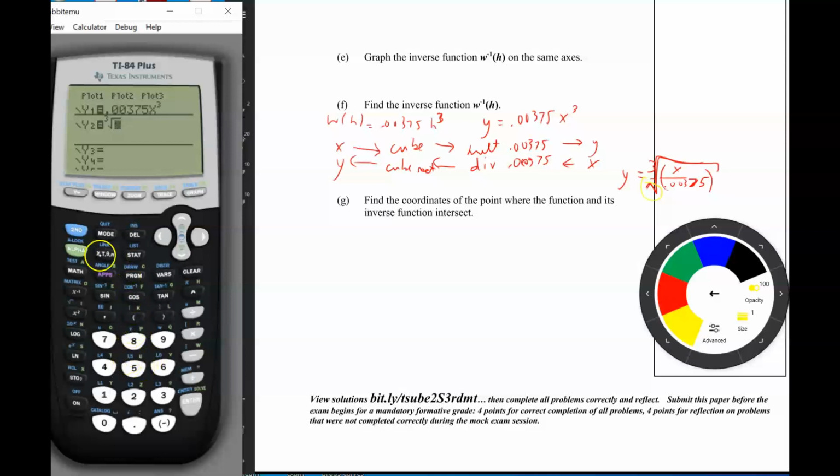So I'm going to put x divided by 0.00375. Since there's just two numbers on top of each other, I don't really need parentheses for anything. 0.00375, not 0.375. Okay, then I'm going to graph.